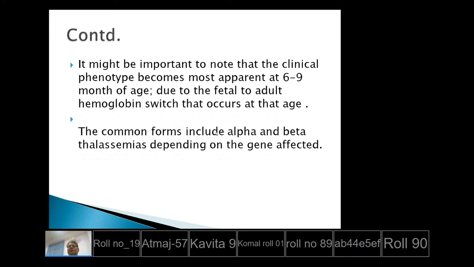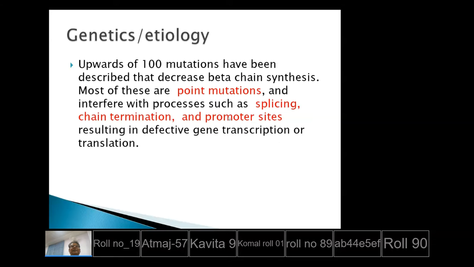It might be important to note that the clinical phenotype becomes most apparent at the age of 6 to 9 months due to the fetal to adult hemoglobin switch that occurs at that age. Gradually, there is a switch from fetal to adult hemoglobin at the age of 6 months to 9 months, starting from 6 months and ending at 9 months. The common forms include alpha and beta thalassemia depending on the gene affected. If the alpha gene is affected, alpha thalassemia; if the beta gene is affected, beta thalassemia.